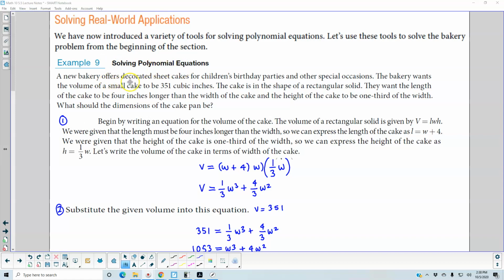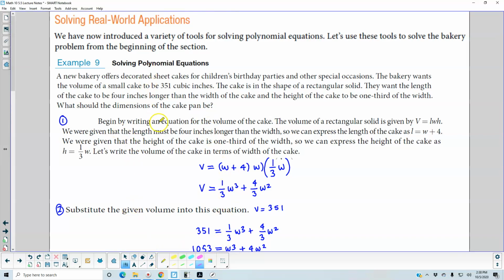A new bakery offers decorated sheet cakes for children's birthday parties and other special occasions. The bakery wants the volume of a small cake to be 351 cubic inches. The cake is in the shape of a rectangular solid. They want the length of the cake to be 4 inches longer than the width of the cake, and the height of the cake to be 1/3 of the width. What should the dimensions of the cake pan be?